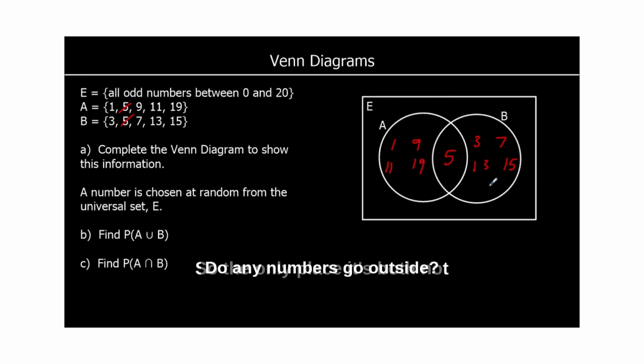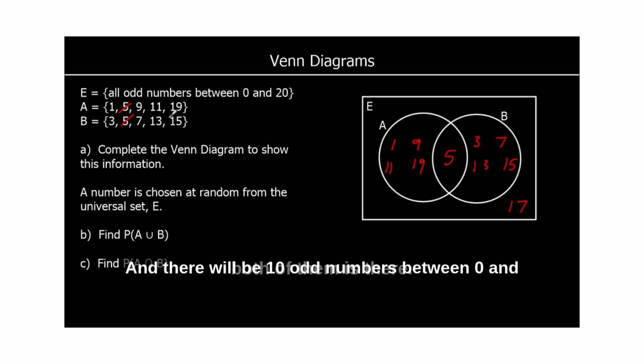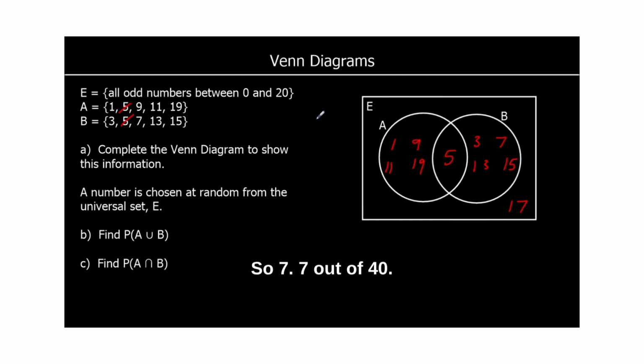Do any numbers go outside? So we've got all the odd numbers between 0 and 20. So 1, 3, 5, 7, 9, 11, 13, 15. We don't have 17. So 17 is on the outside. So again, we've got 10 numbers, and there will be 10 odd numbers between 0 and 20.